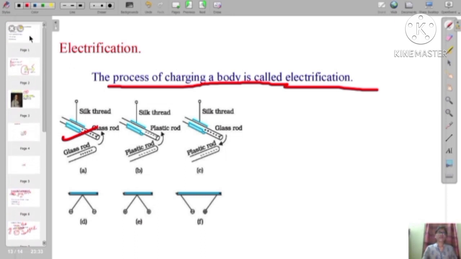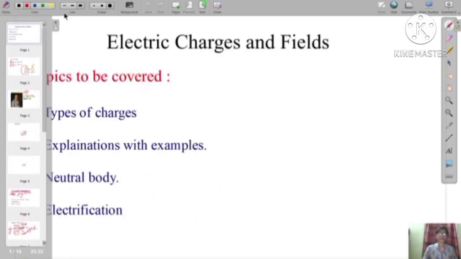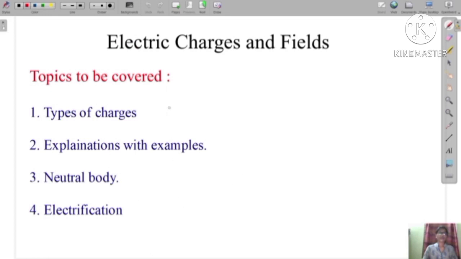So once we recall what we have studied in this class. What did we study in this class? We have studied about types of charges. So what are those types? Positive charge and negative charge, and we have studied about explanations of those charges with examples. Glass rod and plastic rod examples we have considered, and also we have studied about neutral body and electrification. I hope you have understood all the topics.